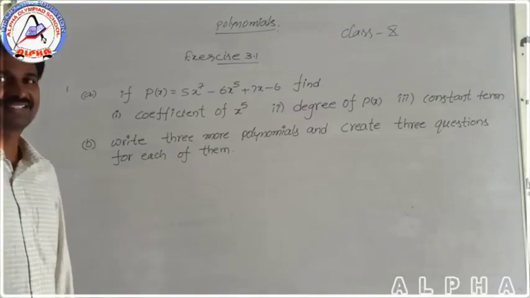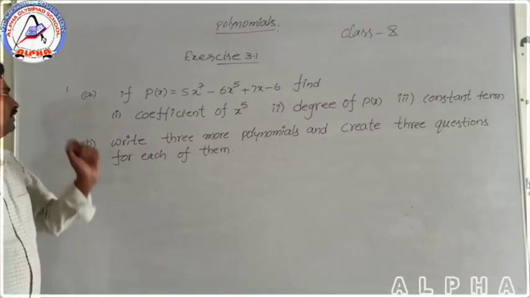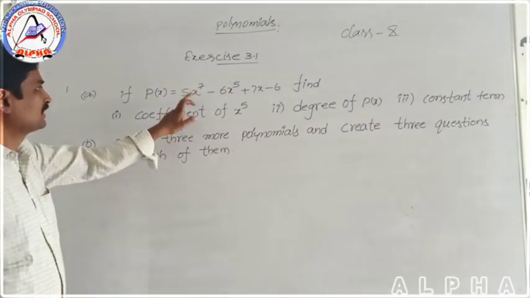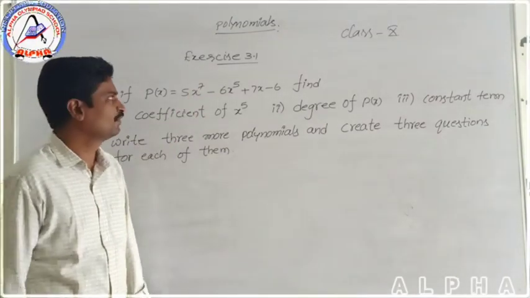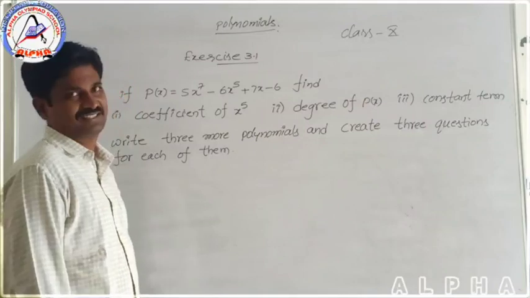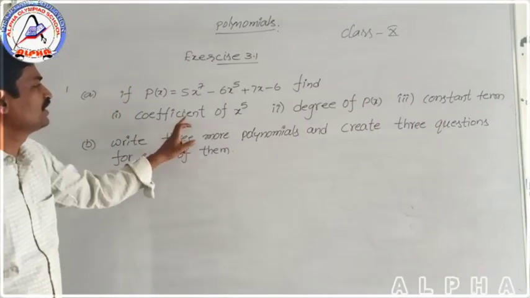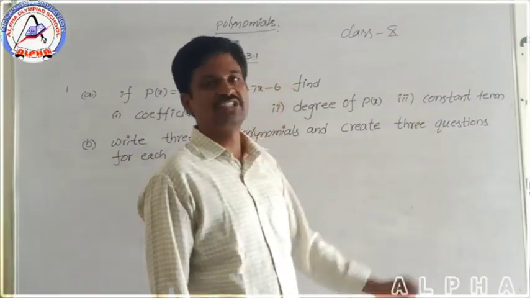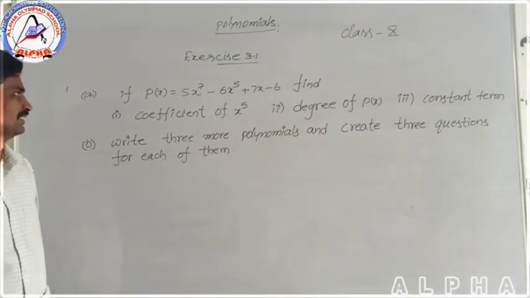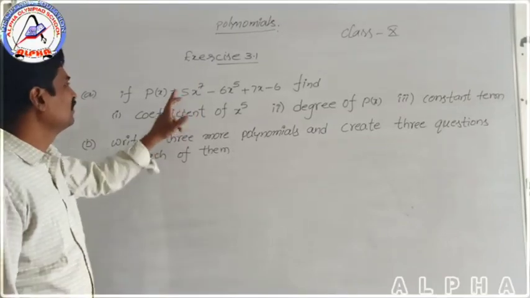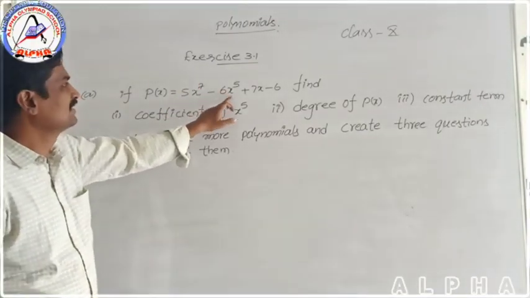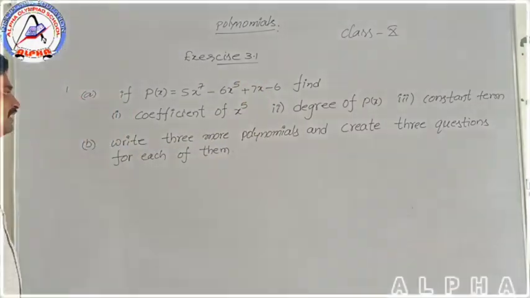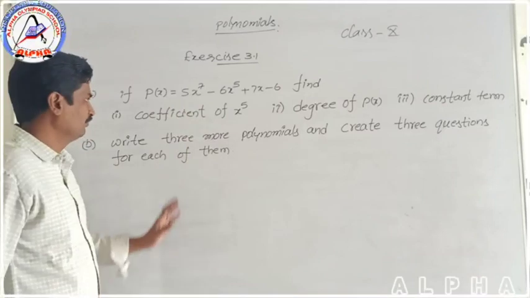Now we will start our exercise. First exercise, first question: if p of x is equal to 5x power 7 minus 6x power 5 plus 7x minus 6, find the coefficient of x power 5, the degree of p of x, and the constant term. Here, how many terms are given? 5x power 7, 6x power 5, 7x, minus 6. 4 terms are given.